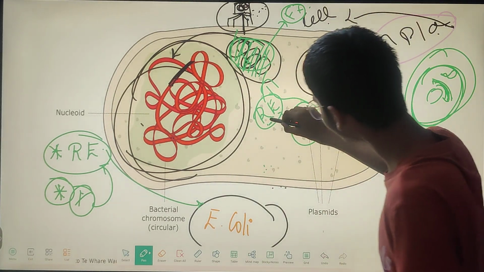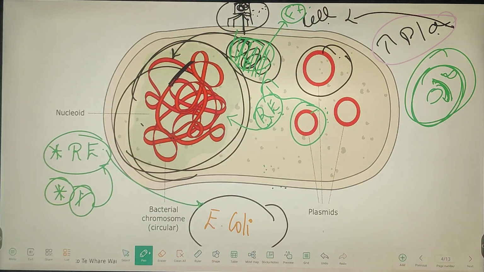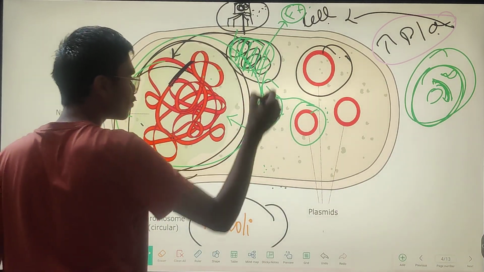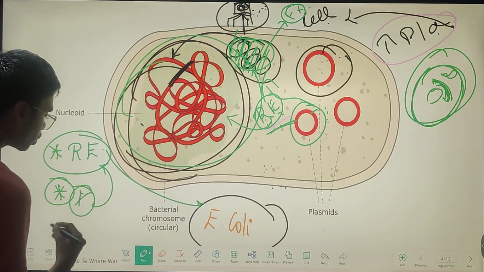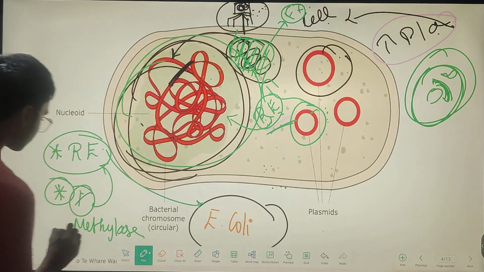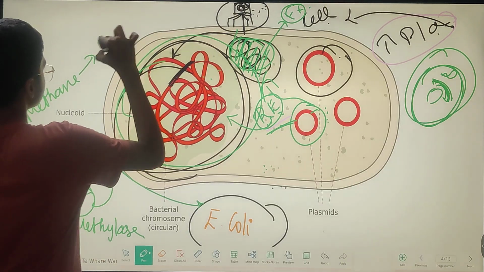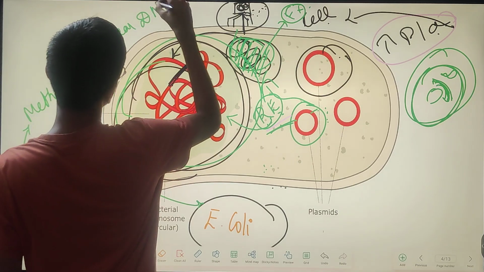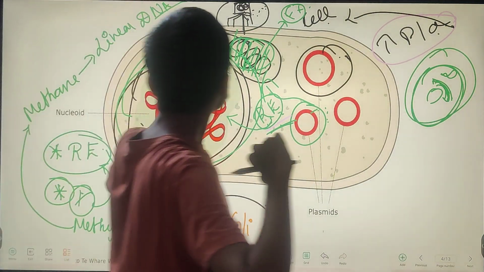It also tries to destroy this linear DNA. So to save this DNA from its own RE, what the cell has done is it has started to produce a particular enzyme called methylase. The function of methylase is to add a methyl group to the linear DNA.